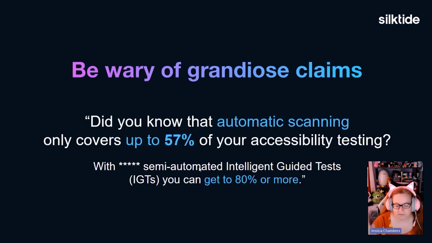And please be wary of grandiose claims. One of the anonymous tools I was using was prompting me to upgrade and pay the money. And it said, did you know that automatic scanning only covers up to 57% of your accessibility testing? I don't know where that number came from.